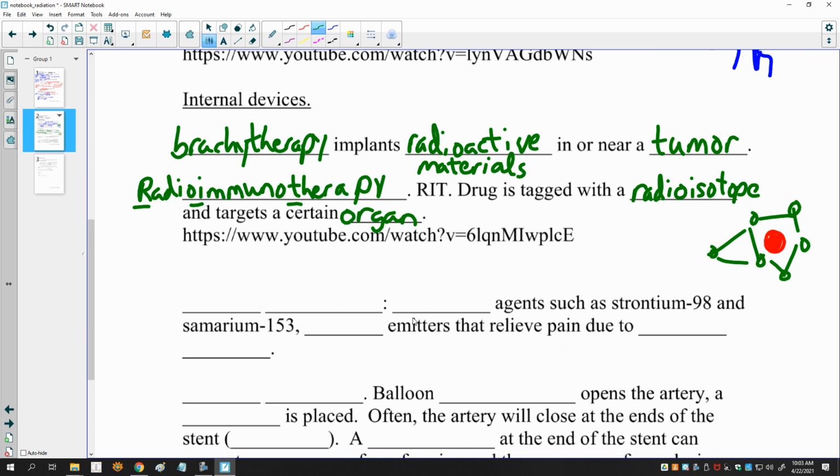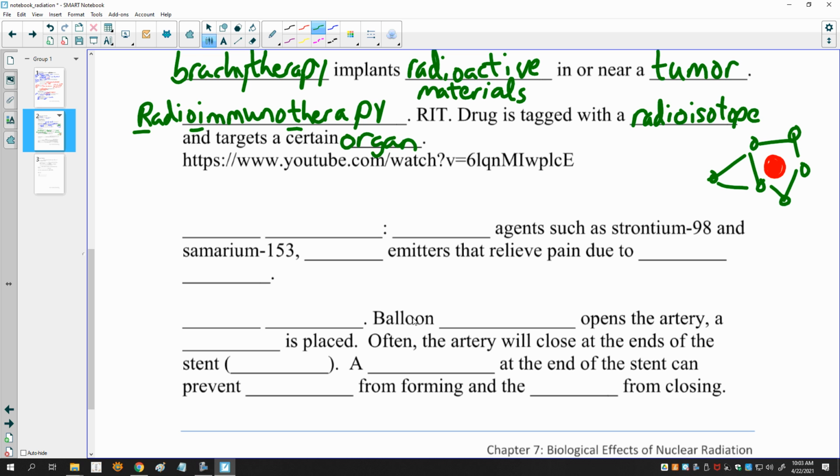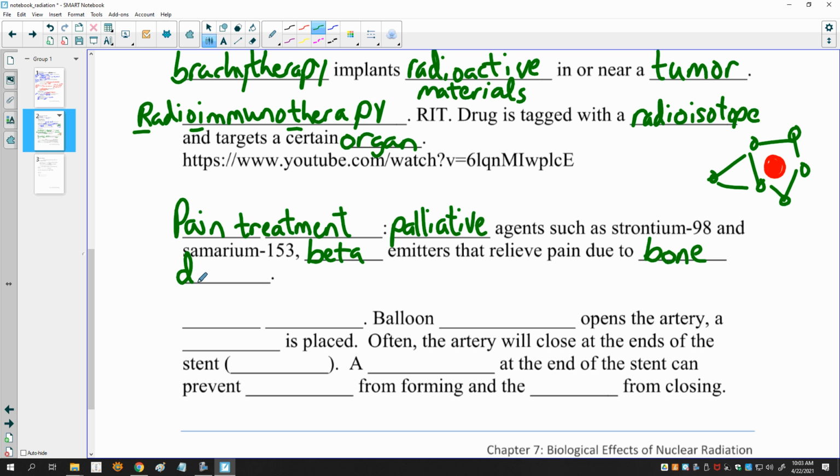We can also use, for therapeutic techniques, radioactive materials for pain treatment. Palliative agents, meaning for the reduction of pain, such as strontium-98 and samarium-153. You can use beta emitters that relieve pain due to bone disease. So sometimes your radiation therapy will be really only for the abatement of pain.